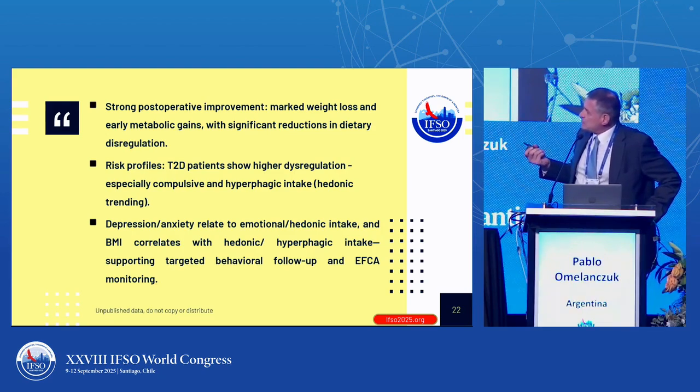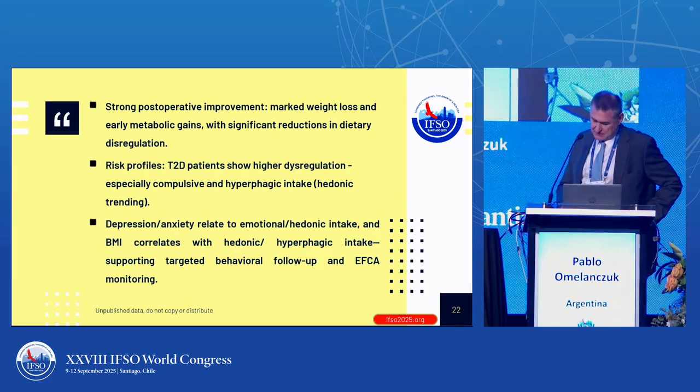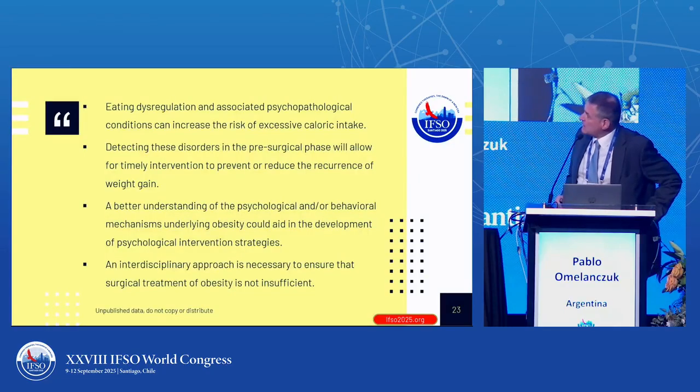Type 2 diabetes patients show higher dysregulation, especially compulsive and hyperphagic intake. Depression and anxiety relate to emotional hedonic intake, and BMI correlates with hedonic hyperphagic intake, supporting targeted behavior following the EFCA monitoring. And this is the last slide.